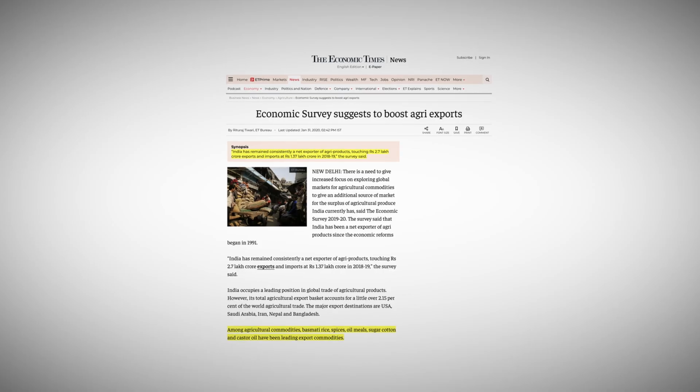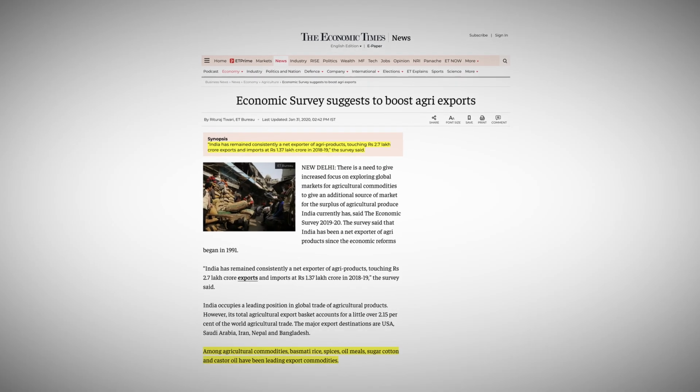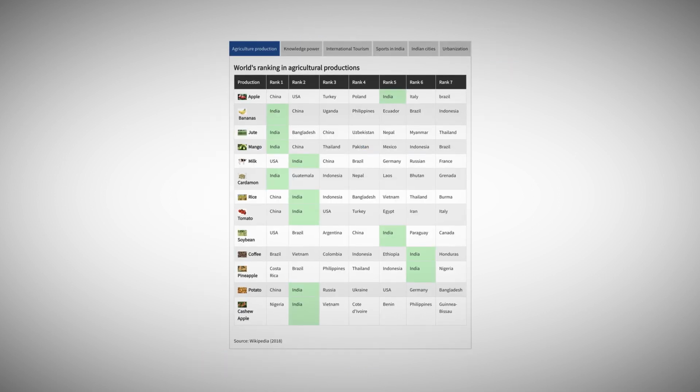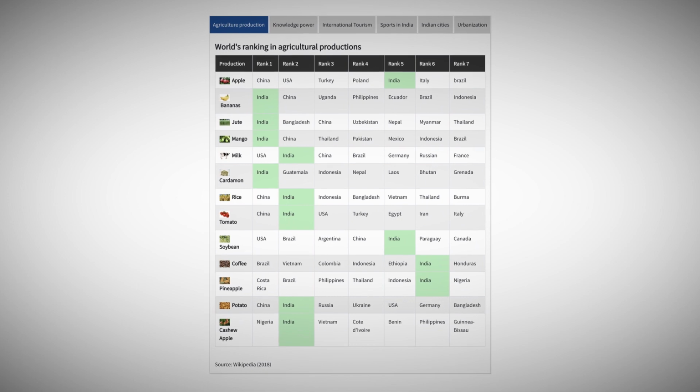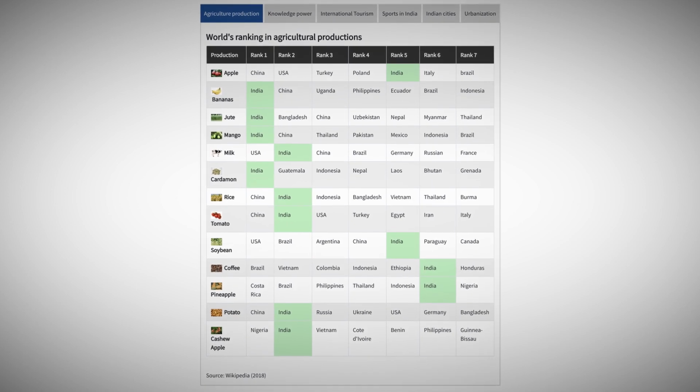This act was handy in the 1950s and 60s when India was still a net importer of food. During those dark periods of our country, farmers and middlemen used to hoard food grains just to jack up the prices. But now India has become a net exporter of agro-commodities. India now ranks second in terms of global food production and is the world's largest producer of many commodities.